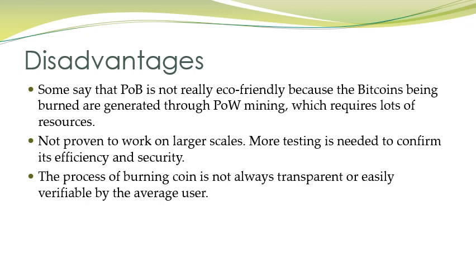As for disadvantages, some people say that proof of burn is not really eco-friendly because the bitcoins being burned were generated through proof of work mining, which requires lots of resources. Generating the coins requires lots of resources, and proof of burn is the reverse of that. Proof of burn destroys the coin. It burns the coin, meaning it destroys the coins permanently, and those coins are not available in circulation.